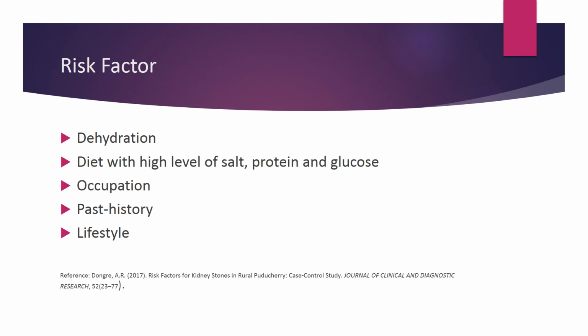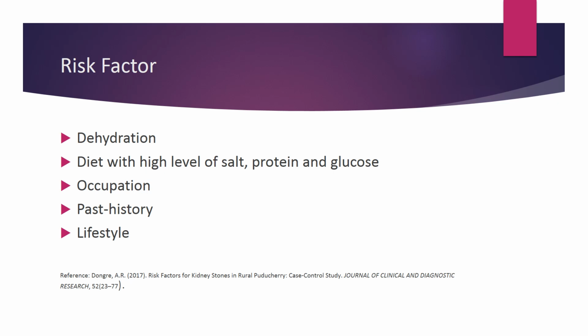Diet with high levels of salt, protein and glucose. Eating a diet that is high in protein, sodium and sugar may increase the risk of some types of kidney stones. This is especially true with a high sodium diet. Too much salt in the diet increases the amount of calcium in the kidneys, significantly increasing the risk of kidney stones.